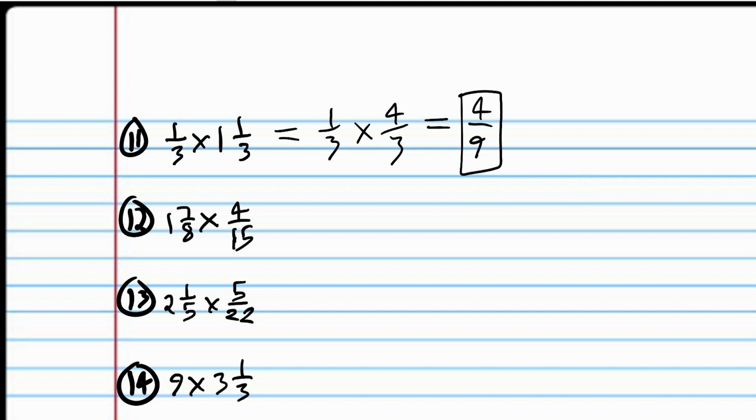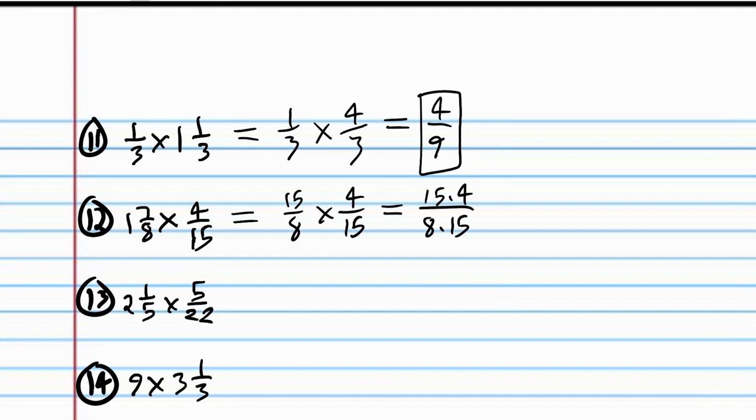All right. Now, same thing for number 12. Try number 12, and when you're done, we'll come back and do it together. All right, we're back. 1 7/8 is 15 over 8. And so you have 15 times 4 over 8 times 15.